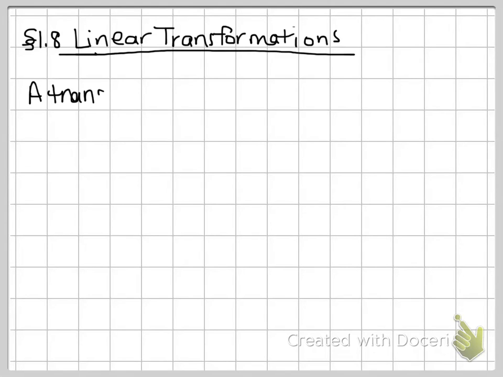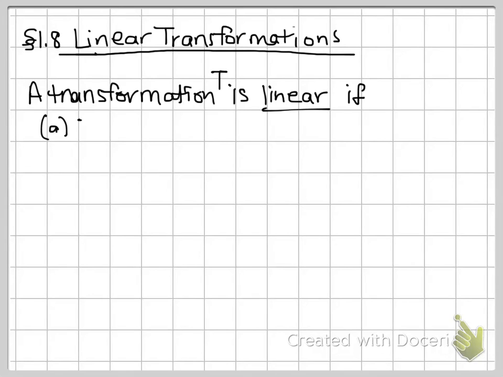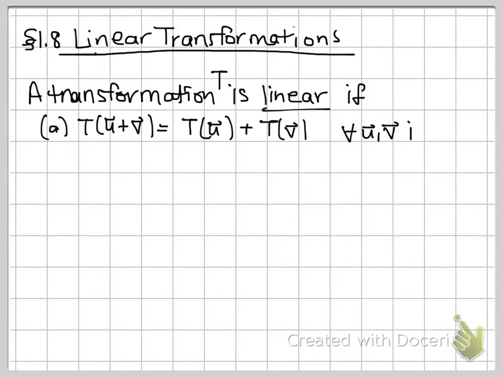Okay, so this is section 1.8, linear transformations. So what is a linear transformation? A transformation is linear if it satisfies two conditions. The first condition is sort of the freshman's dream.